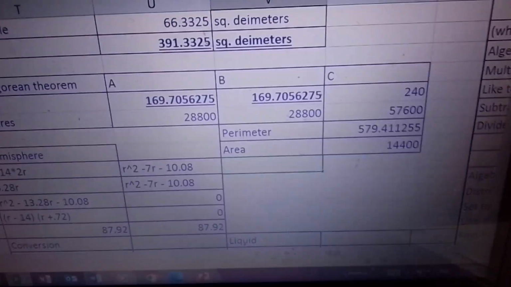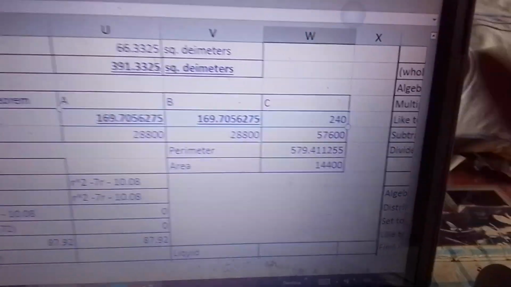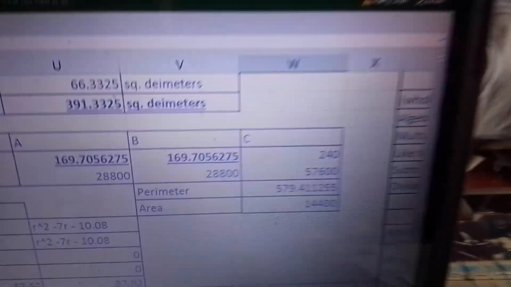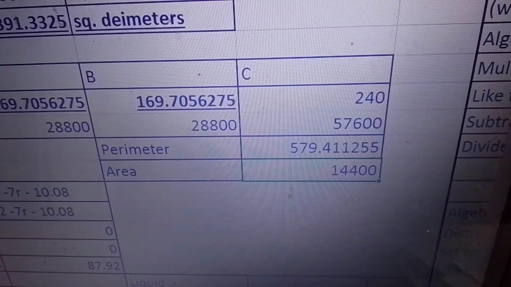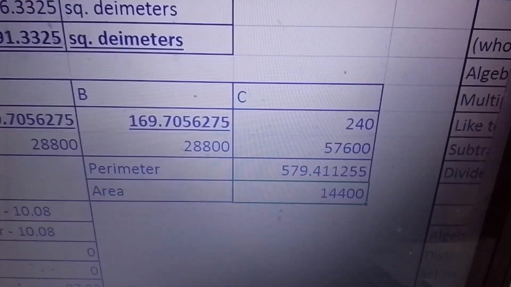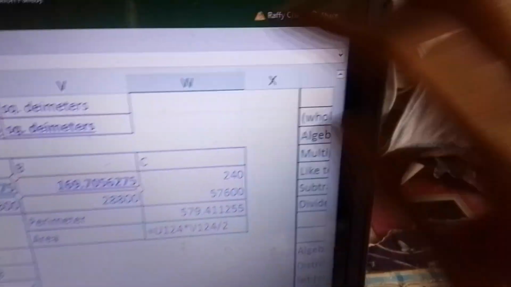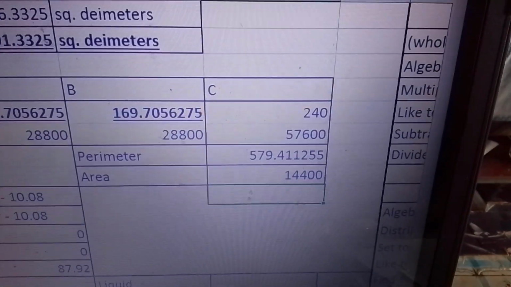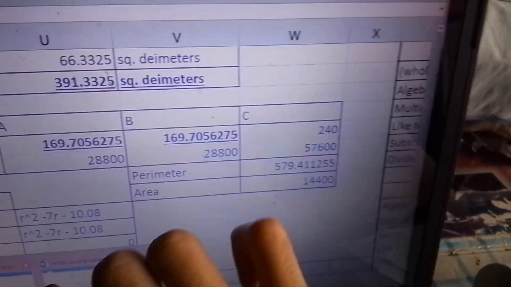Remember it says here, it's our job to solve for the perimeter and area. To solve for the perimeter, you sum the three, which are these. Click on the sum, and then sum of everything. You should get 579.41125 millimeters. And then for the area, base times height divided by 2. That's easy. What I did here is the product of both, and then divide by 2. That should be our area. Okay? Now, is there anything else?